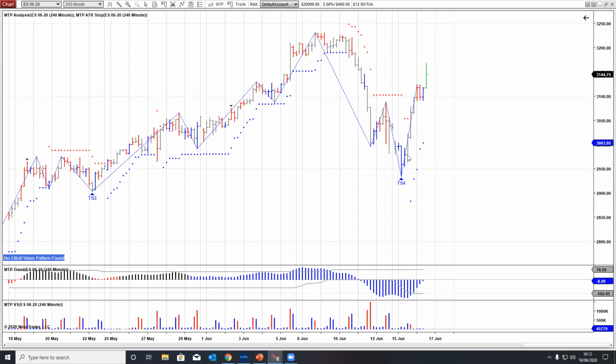Yeah, because you're right, this does look more impulsive. This swing up here does look more impulsive than corrective. But of course, the major thing is what happens up at this high here. So that's probably what we'd be looking for, to see what happens there.